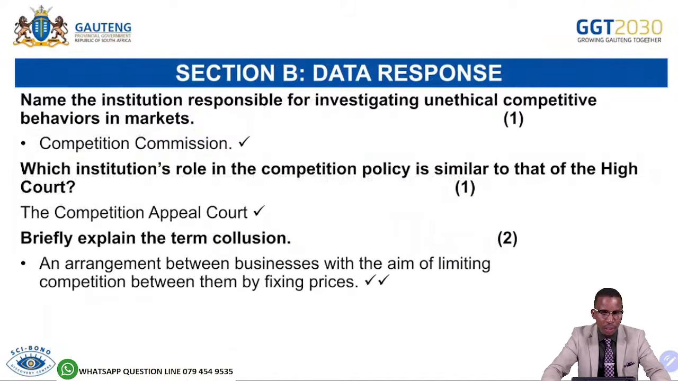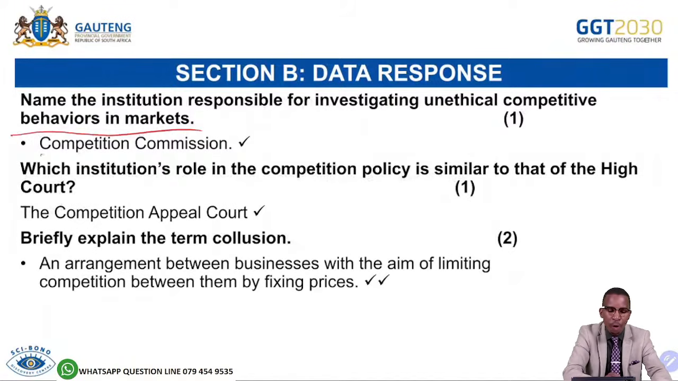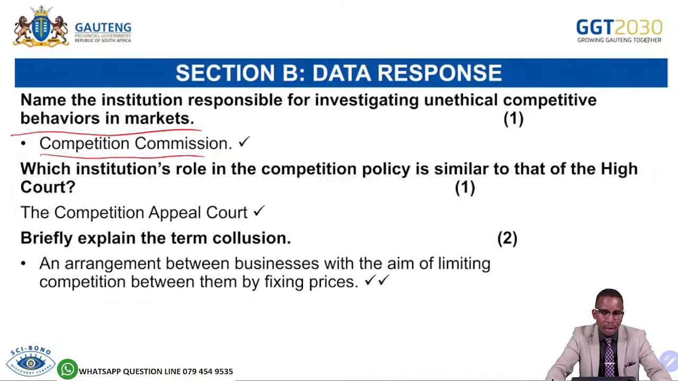Then let's look at these questions. Name the institution responsible for investigating unethical and anti-competitive behavior. If we talk about unethical behavior in terms of competition, we mean restrictive practices or anti-competitive behavior that can relate to collusion, illegal measures or takeovers. It's the Competition Commission. And then which institution's role in competition policy is similar to that of the High Court? That is the Competition Appeal Court, where it reviews decisions by what we call the Competition Tribunal.